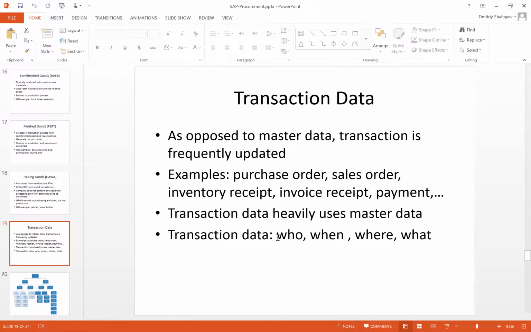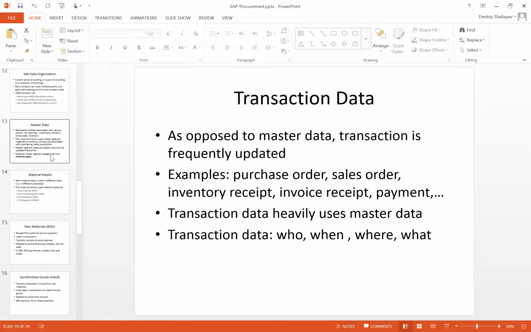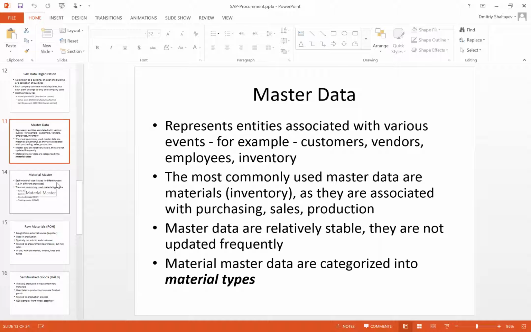So transaction data addresses these questions: who, when, where, what. For example, I receive a payment from my customers. Who paid? When that happened, I have to record the date, today. Where it's coming from, that would be my customer, and where I post that, and what exactly. So I received a check for $1,000, and that's in reference to my previously shipped sales order that I invoiced my customer, and now I'm receiving the payment. So that's transaction data.